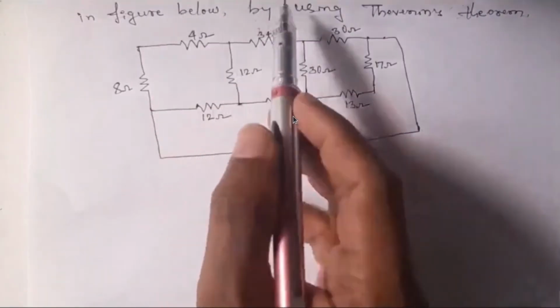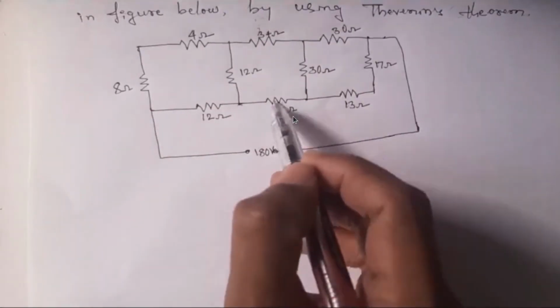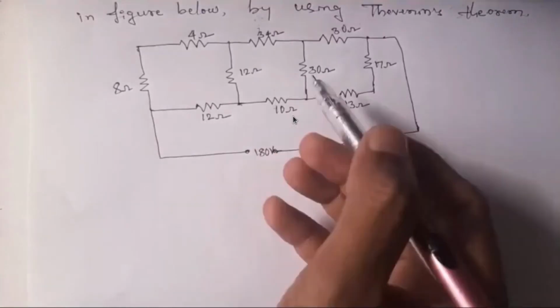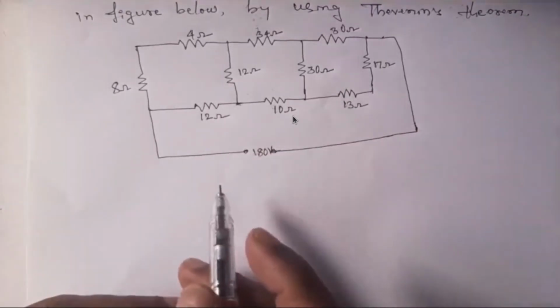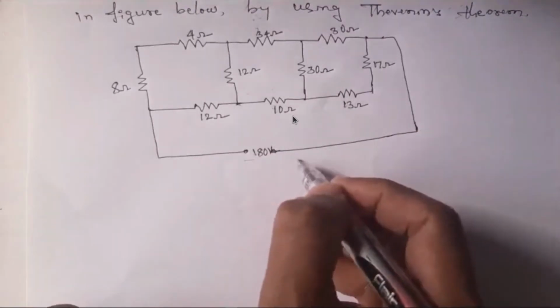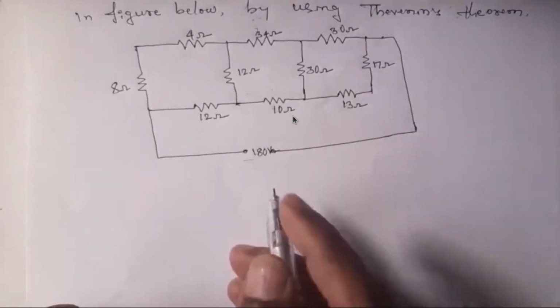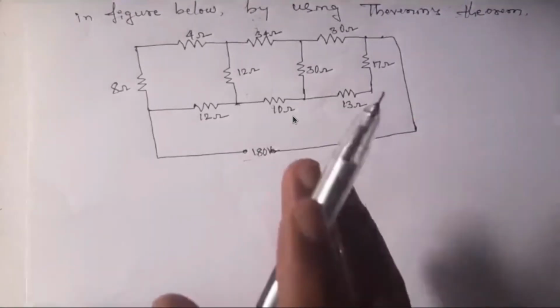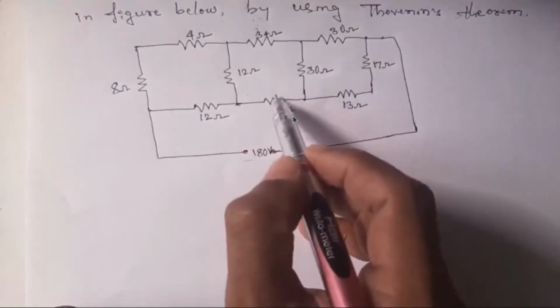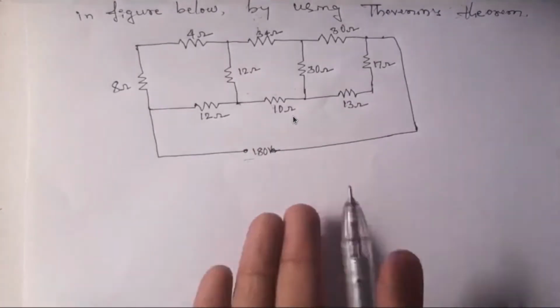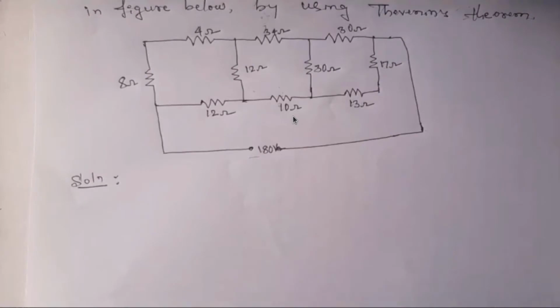Find current in the 10 ohm resistor means whether the current flows in this direction or in this direction doesn't matter. You can consider this positive, this negative, or this positive, this negative, it doesn't matter. Only thing is you are supposed to find the current flowing through this, and that too using Thevenin's theorem to find a Thevenin equivalent voltage.